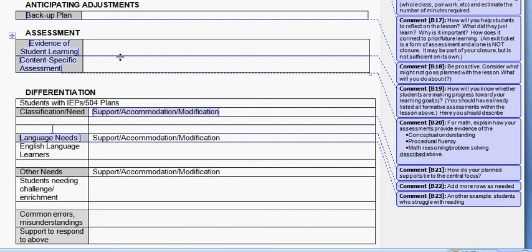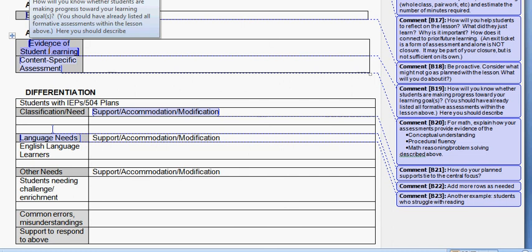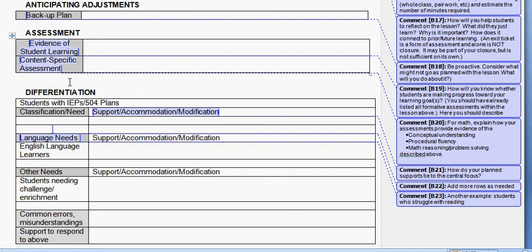Okay, assessment. This is probably a more typical thing that you would see in a lesson plan that most of you are more aware of. So really, what is assessment? How will you know whether students are making progress towards your learning goals? You should have already listed these formative assessments within the lesson above. But here you're just describing how you're going to know.